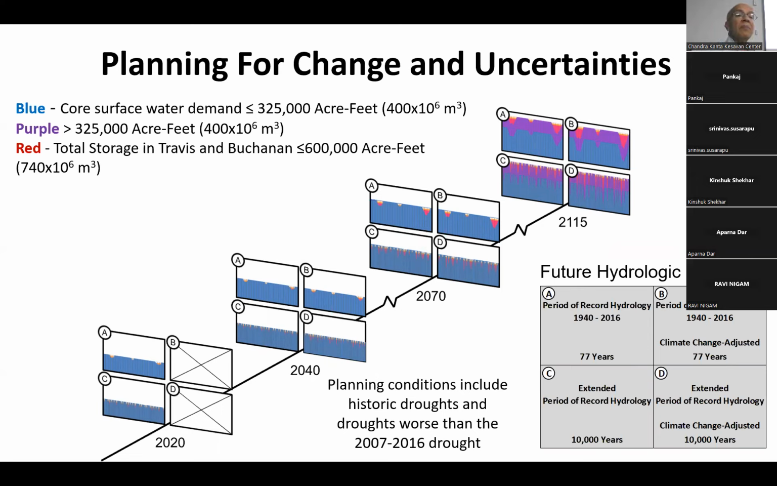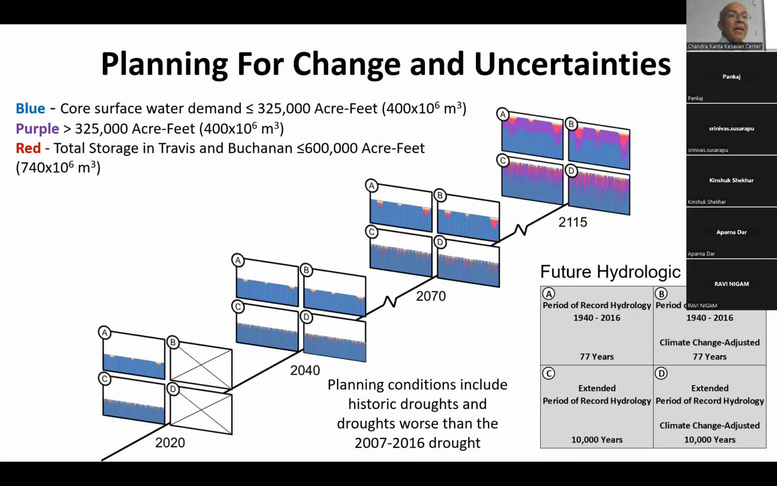Initially, now you'd see mostly blue. There's enough water in the river. And when you start seeing purple, that's when it's more than our 325,000 acre feet, or 400 million cubic meters. That's more than our water rights, historic water rights. That means we have to start paying for that. So the cost goes up. So the cost factor comes in.